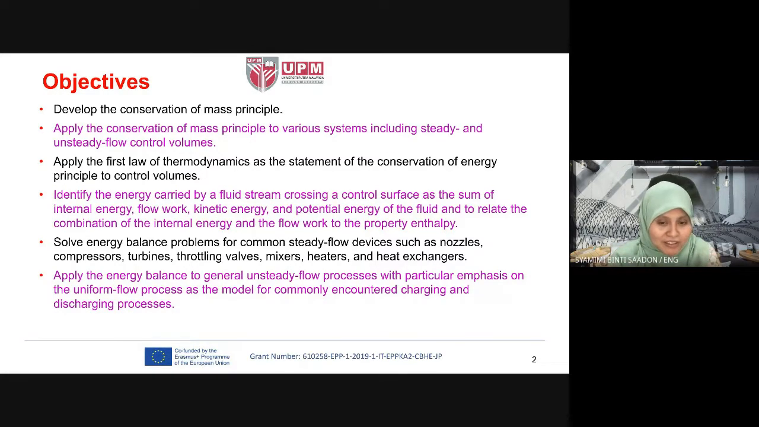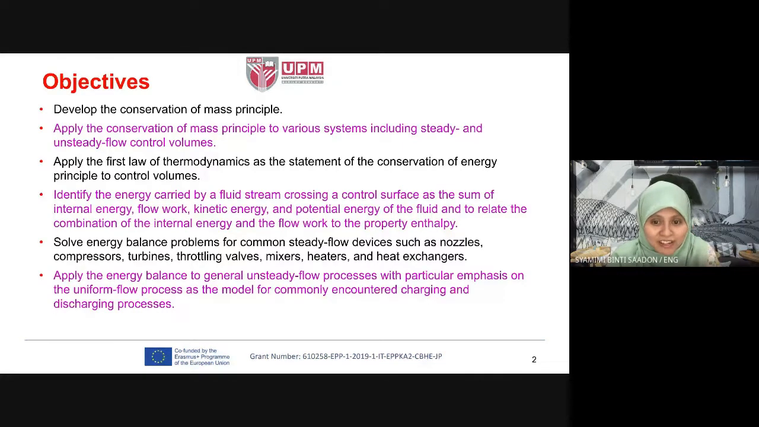Then solve energy balance problems for common devices. This application is important, especially if you are going to work in a mechanical or aerospace career in the future. This is the reason why we learn this aerothermodynamics: you are going to apply energy balance to evaluate devices. Examples are nozzles, compressors and turbines.